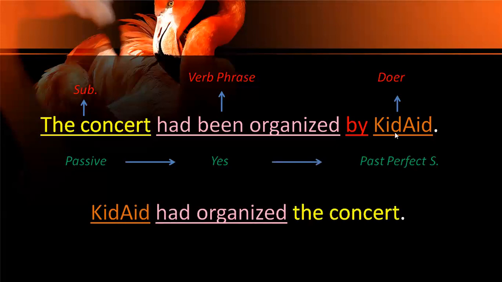Kid 8, this is the original doer, had organized. Why had organized? Because as we said, it is a past perfect tense. Therefore, we need the verb to have, which is had in this case because it is past. And the main verb is in form 3. Ben is removed because it is active, it's not passive anymore. And then, Kid 8 had organized what? This is the original object. They had organized the concert.